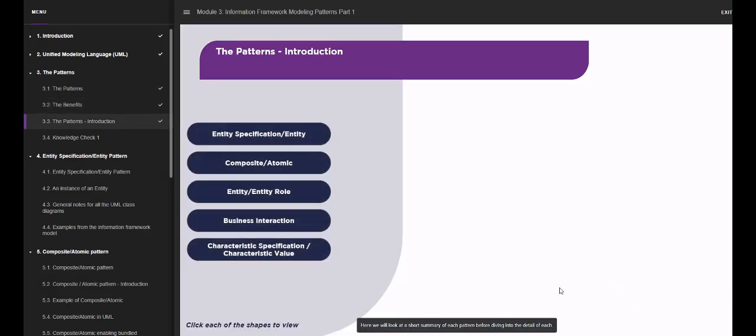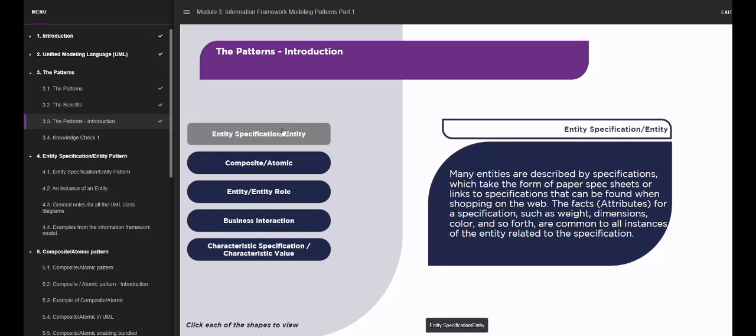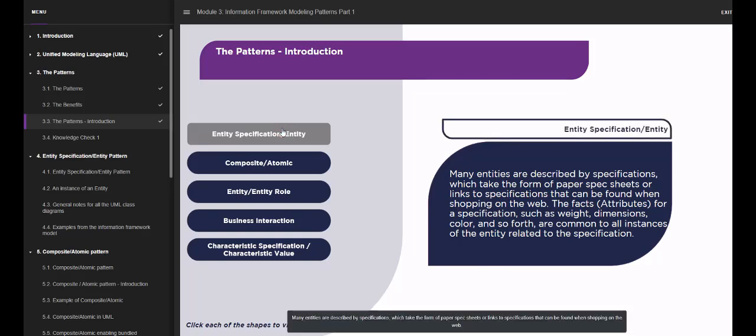Here we will look at a short summary of each pattern before diving into the detail of each. You can begin to imagine examples of business requirements you've experienced where one or more of the patterns could have been used. Entity specification entity. Many entities are described by specifications, which take the form of paper spec sheets or links to specifications that can be found when shopping on the web.